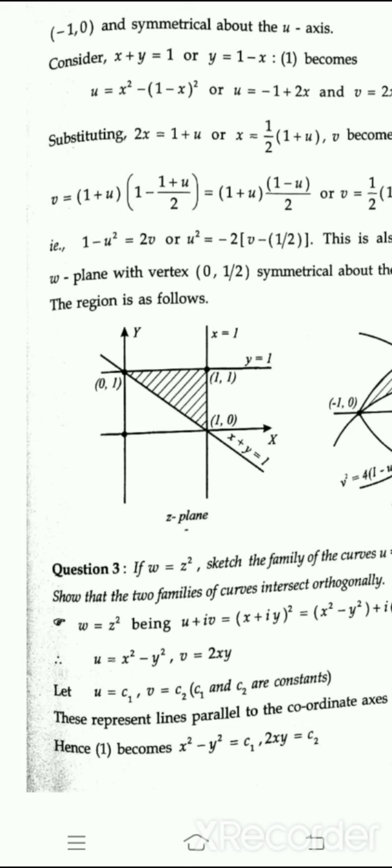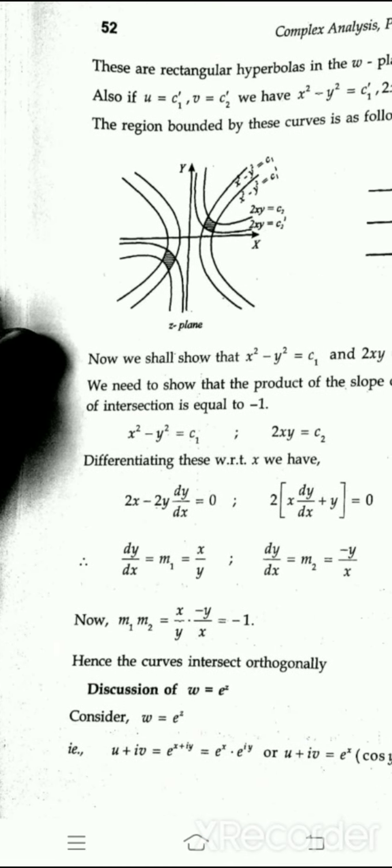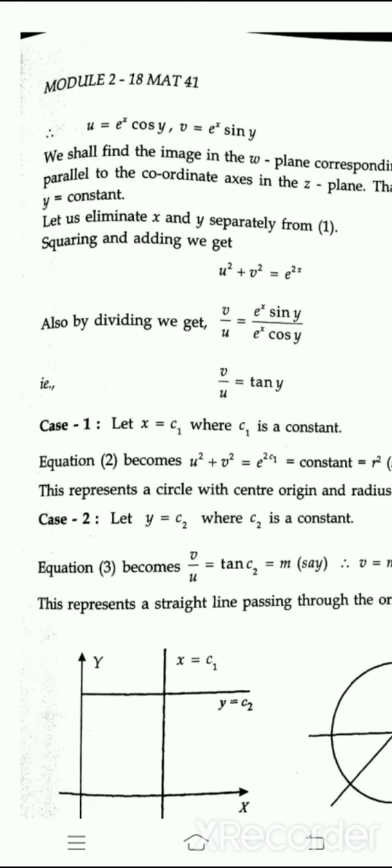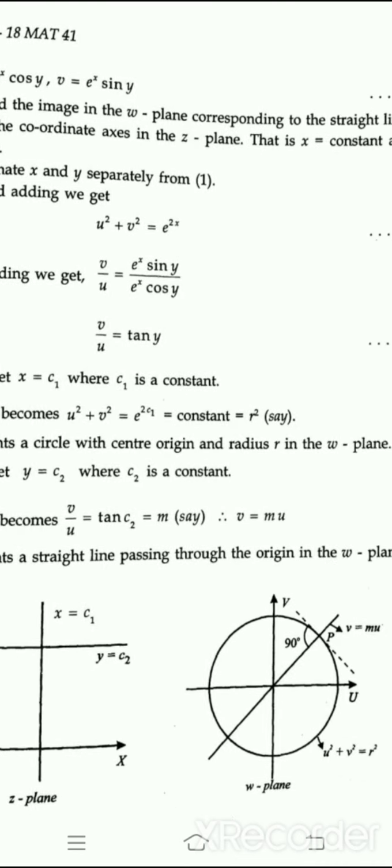Question number 3 is also similar. So w = e raised to z, and by using some other cases, case 1 and case 2 are also used.